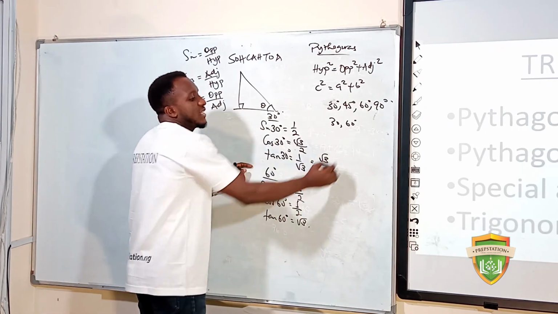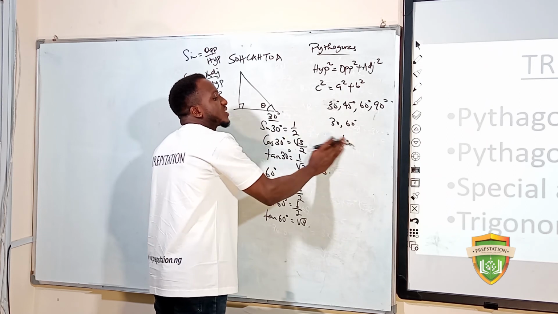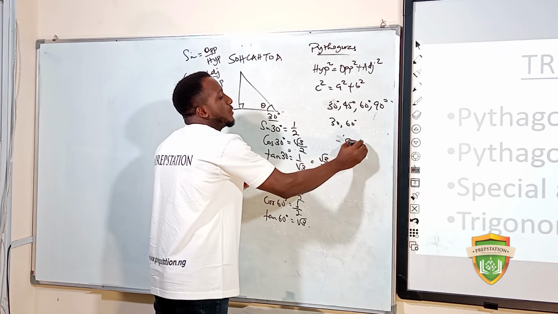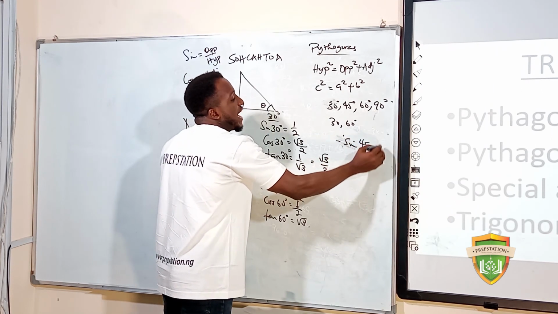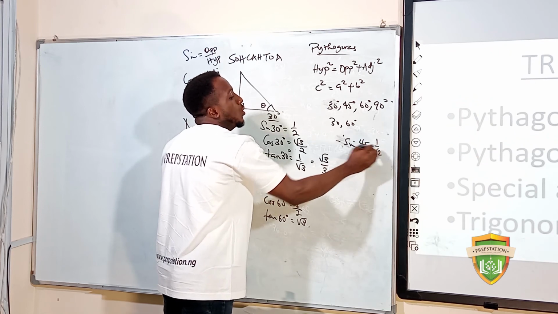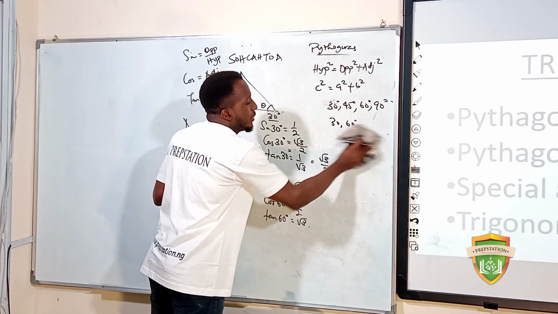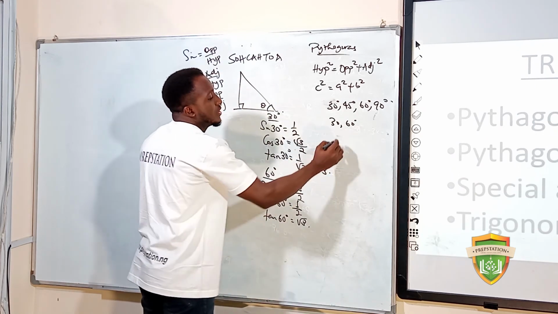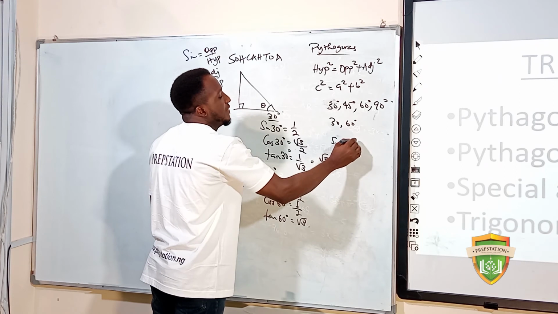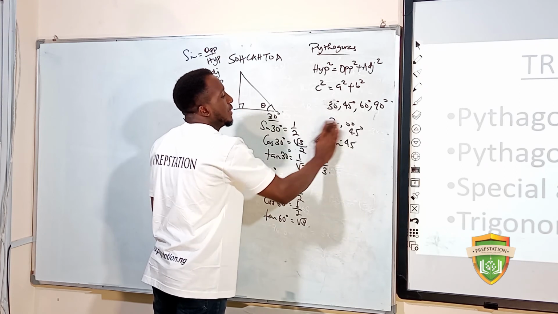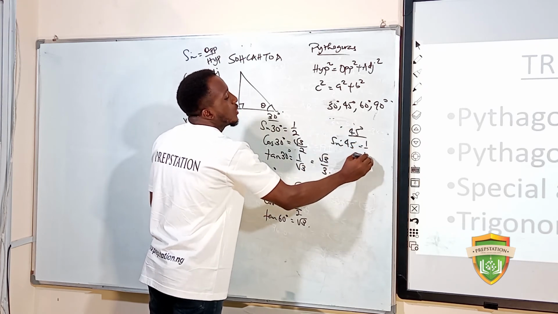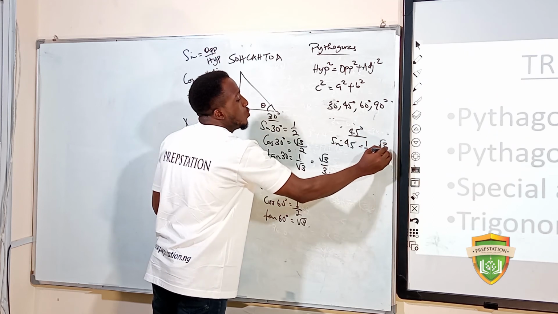Now, the next special angle is 45. So sine 45, I'll tell you where we got that from. Sine 45 is 1 over root 2. In surd form, like I just explained, so we don't have a surd as a denominator, sine 45 is 1 over root 2, which is root 2 over 2.